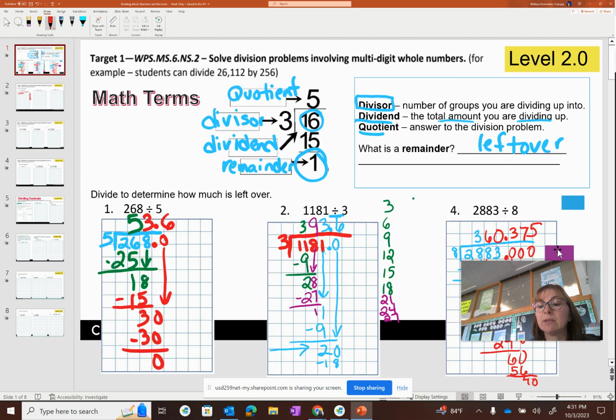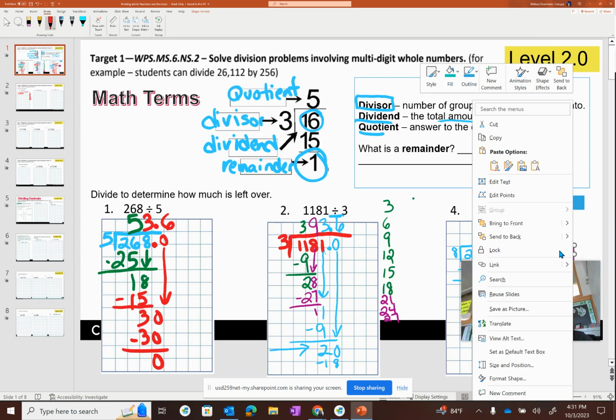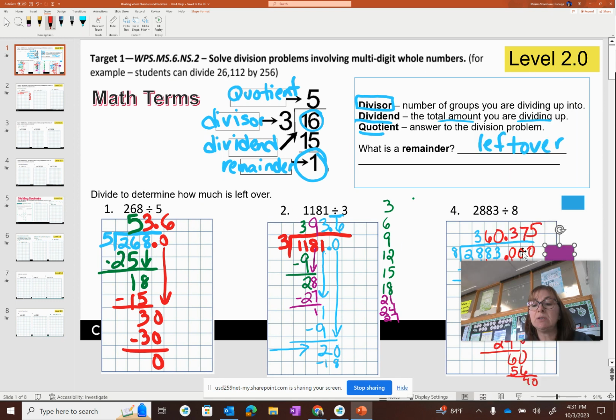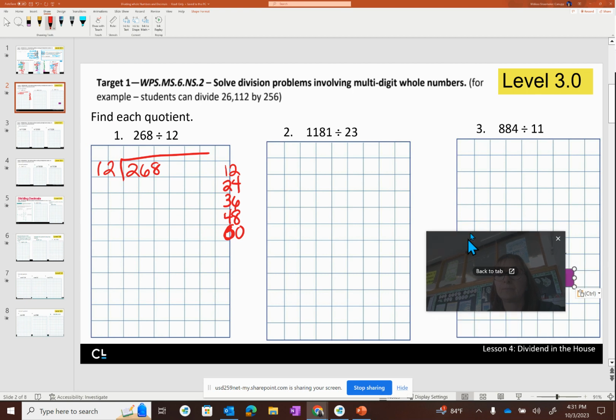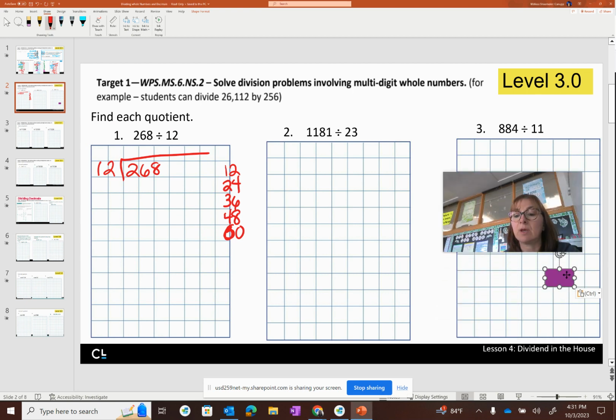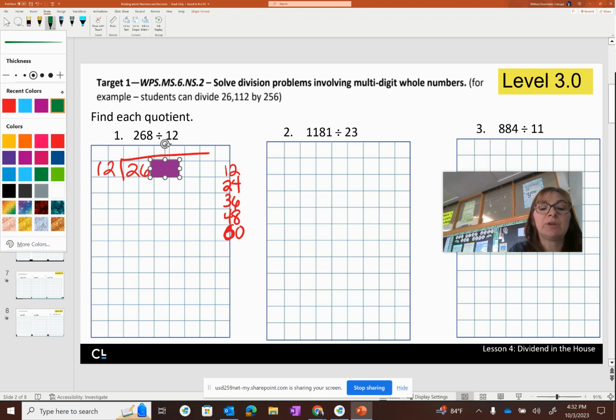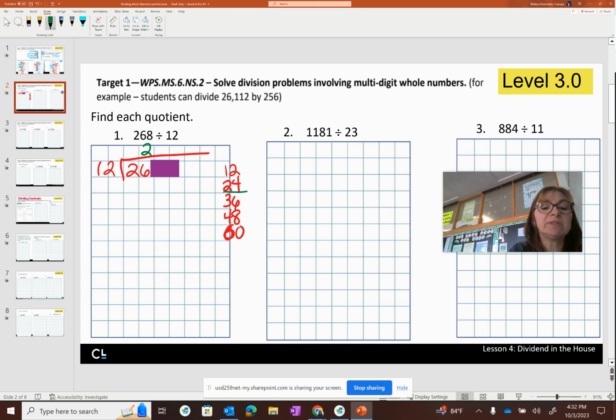Let me go grab that sticky note. Come here, sticky note. Can I make any groups of 12 with 2? Nope. Scoot it over. 26. I can see here that 2 12s is 24. So I'm going to put my 2 above the 6. Subtract and get 2. Move my sticky note over.